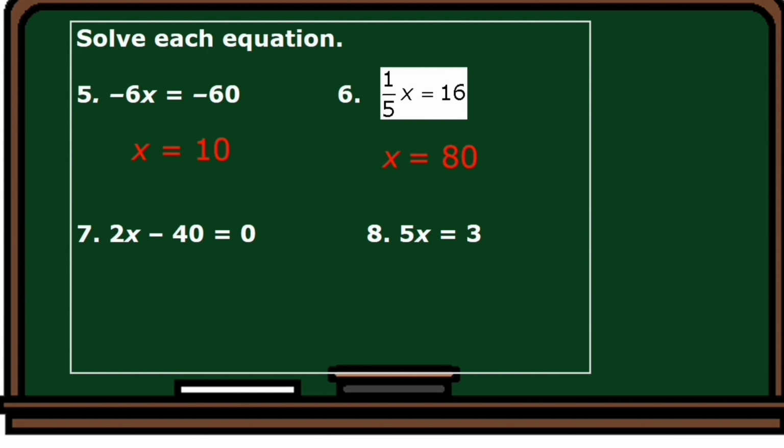Number 7. 2x minus 40 is equal to 0. First, you need to transpose negative 40 on the right side of the equation and it will become positive 40. Divide both sides by 2 and you will get x is equal to 20. Number 8. 5x is equal to 3. To solve the value of x, simply divide both sides by 5 and we will get x is equal to 3 over 5.